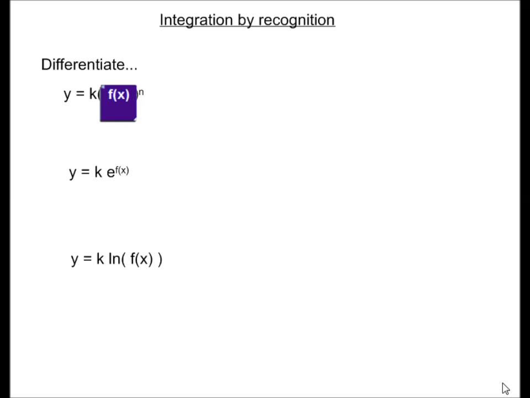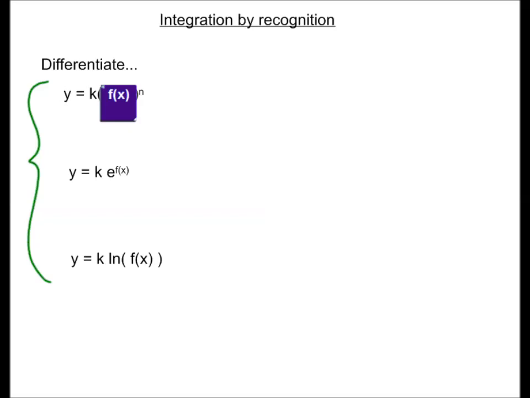Now, there are going to be videos on using the chain rule, so have a look at those for a slower approach. I'm going to do the shortcut. So rather than making a substitution, I'm just going to do it all in one go. And we're having a look at these particular equations. So we've got y equals k f of x to the power n, y equals k e to the f of x, and y equals k ln of f of x.